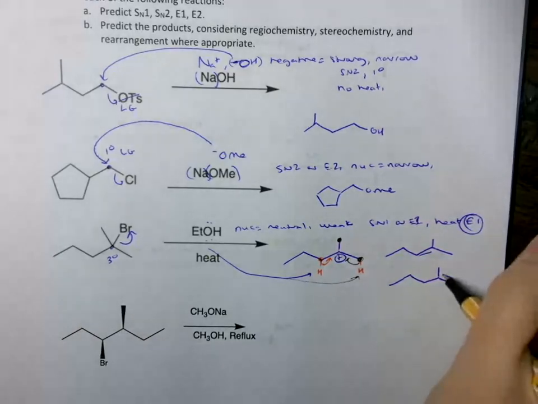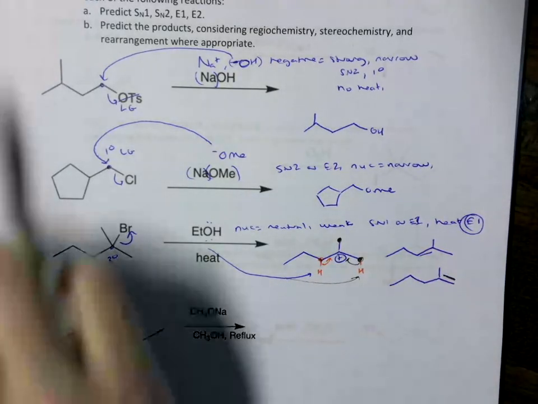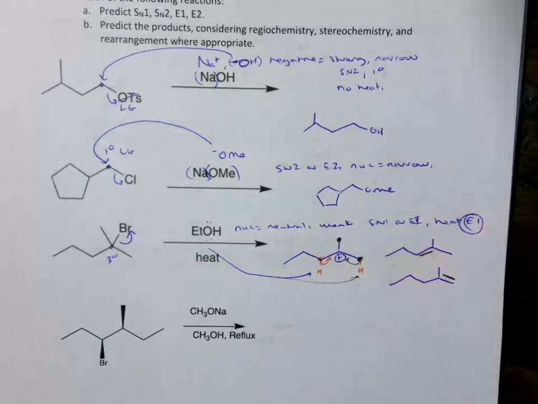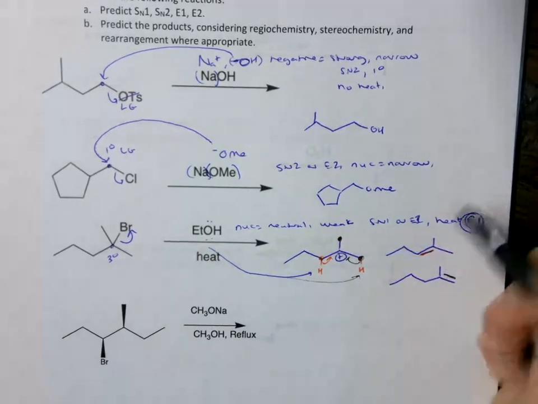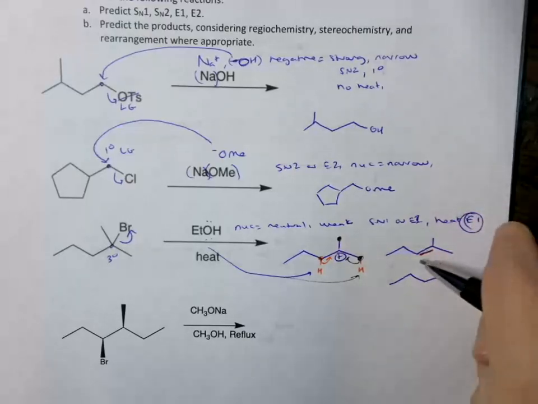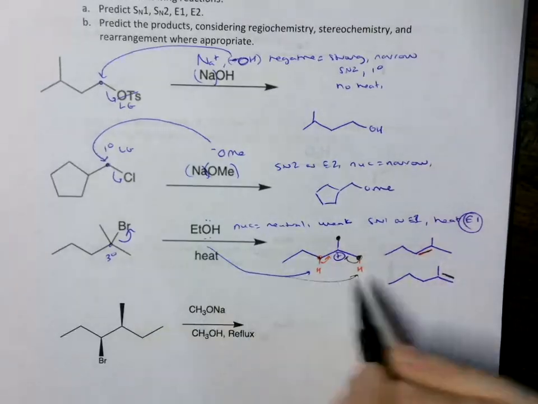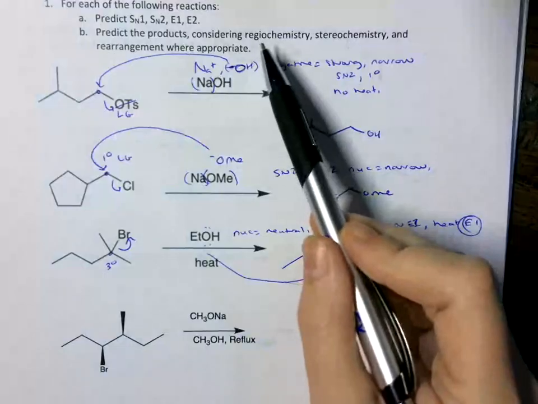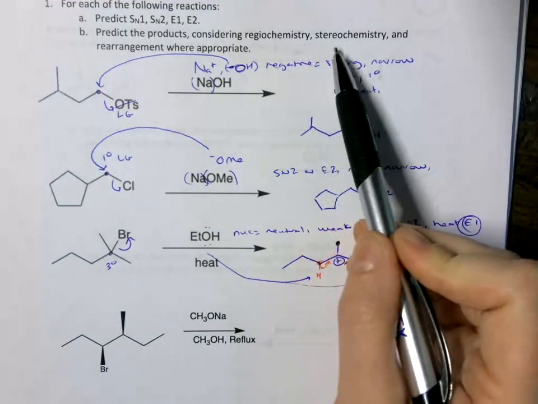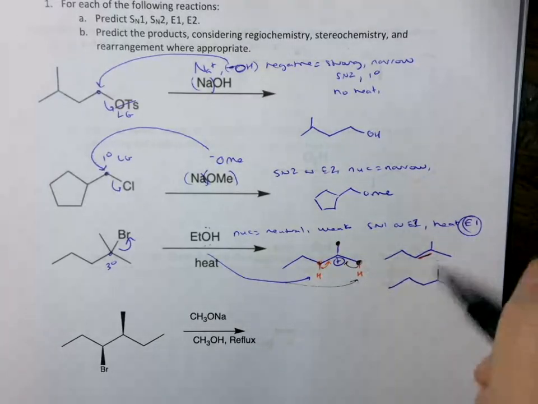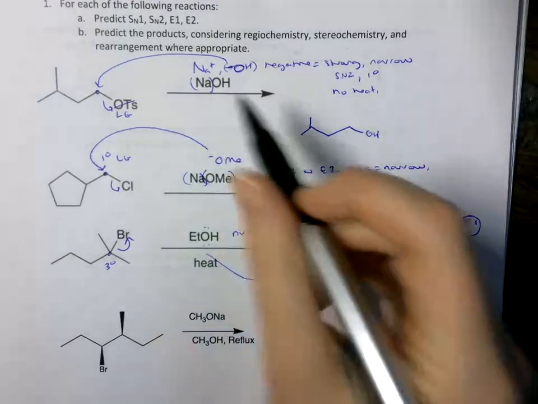So this would be if you took one of the black hydrogens, and this would be if you took one of the red hydrogens. So if you look between these two, you're trying to figure out which one is more stable, which one's more substituted, to say what the regiochemistry is. And I forgot to check for rearrangement. So I'm going to go back and look at this, and it says, predict the products considering regiochemistry, stereochemistry, and rearrangement where appropriate. So regiochemistry, we're about to talk about that with these.